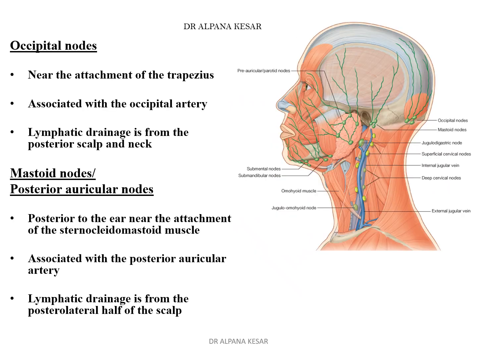The occipital group of lymph nodes is located near the attachment of the trapezius muscle and is associated with the occipital artery. The lymphatic drainage into these lymph nodes is from the posterior part of the scalp and upper part of the neck.